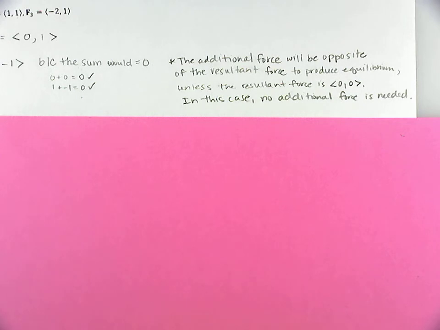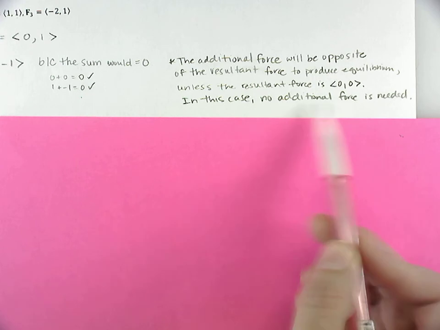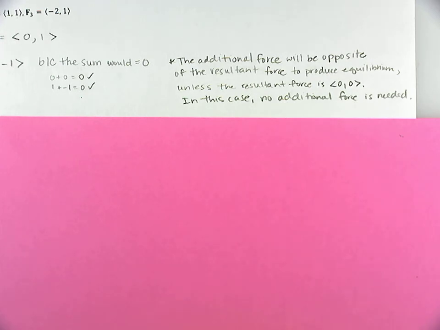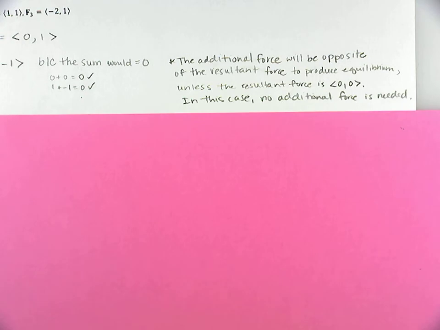Now, there's a special case, and that's if your vector is 0, 0. If your vector is 0, 0, then what you would write is no additional forces needed. So if you added the vectors and you got 0, 0, for part B, you would just write no additional forces needed, because it would already be in equilibrium.